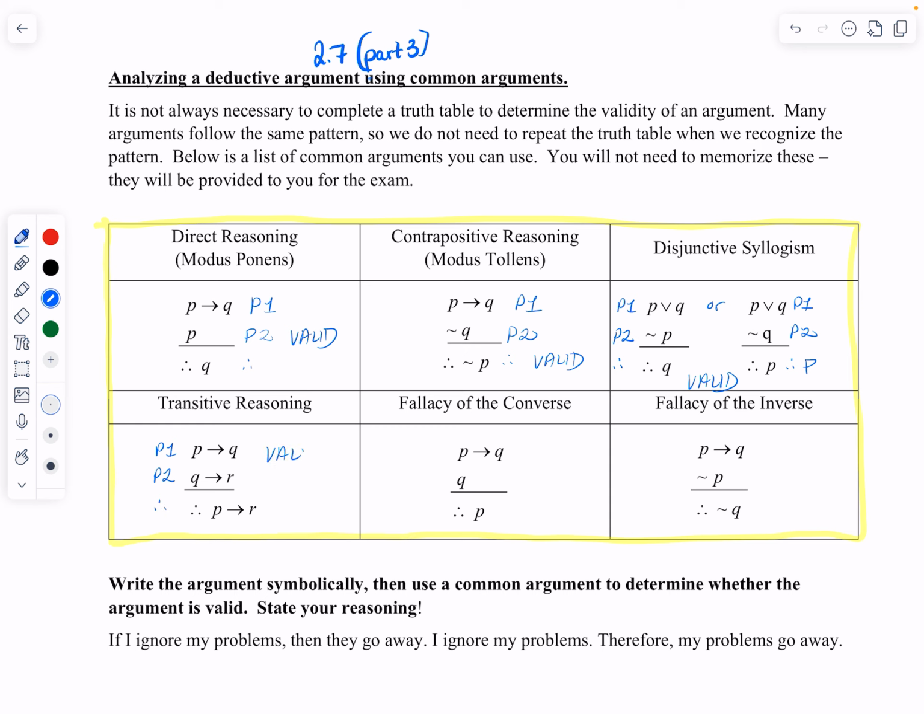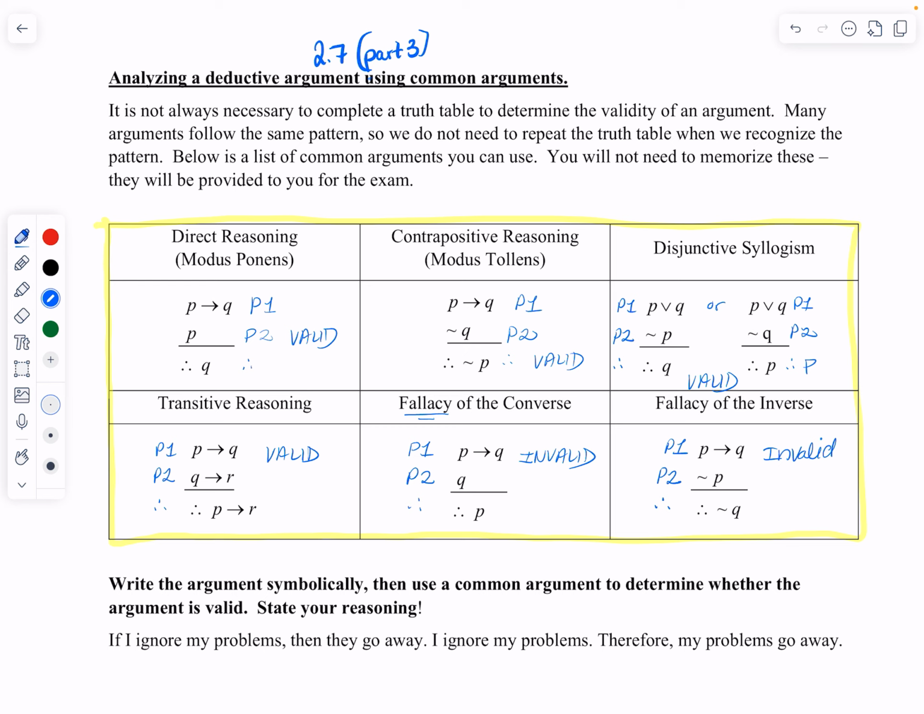The last two are examples of invalid arguments. Fallacy of the converse. If we look at the word fallacy, that means false. So P1 is if P then Q. P2 is Q, therefore P. That is an invalid argument. Okay? And finally, fallacy of the inverse is if P then Q for premise 1, or P1. Premise 2 is negation P, and the conclusion is negation Q. This is also an example of an invalid argument.